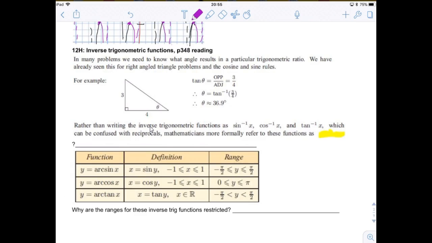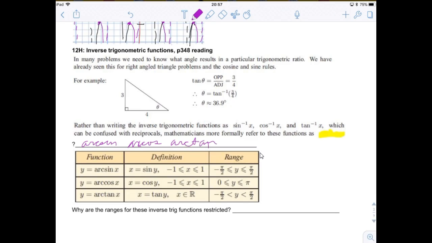Okay? So rather than writing inverse trig functions as sine to the -1 power, cosine to the -1 power, and tangent to the -1 power, which can be confused with reciprocals, mathematicians more formally refer to these functions as arc sine, arc cosine, and arc tangent.